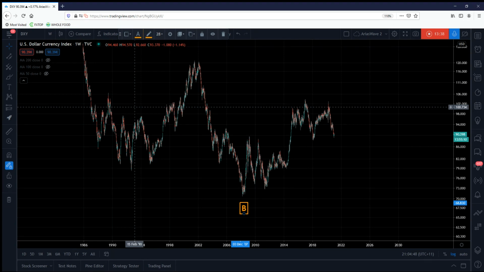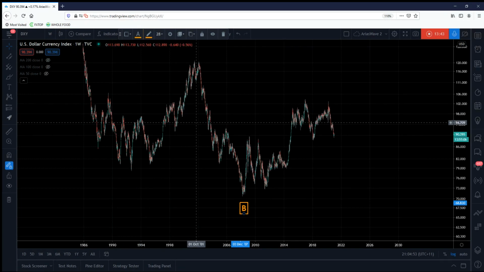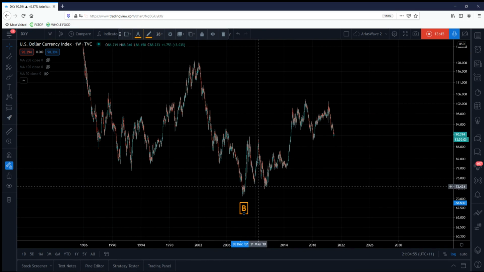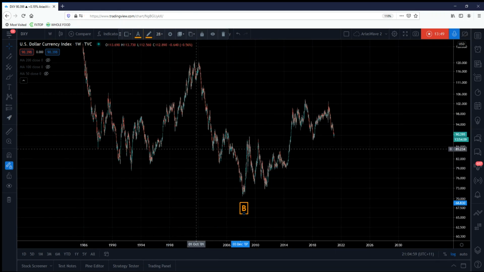This is why learning the waves is absolutely paramount. Because how would you ever know what this is? Well, B wave of what? It's a zigzag, right? I spent a long time trying to figure these things out, and once it all came together, it all started to make sense.